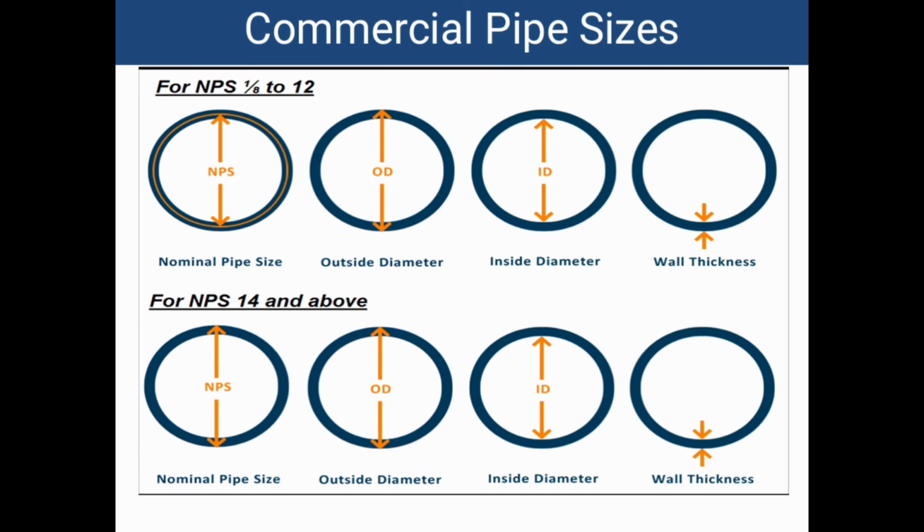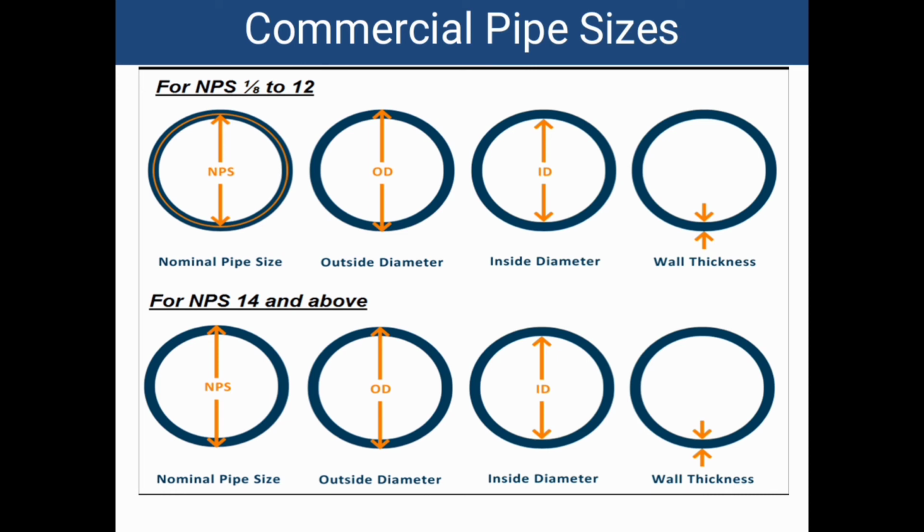So these are the various pipe sizes. For NPS 1/8 to 12 inch, the NPS is different from the outer diameter. The NPS is calculated from center to center, whereas outer diameter is outer to outer. For pipe of more than 14 inch, the NPS is equal to the OD. Outer diameter and the nominal pipe size will be the same.